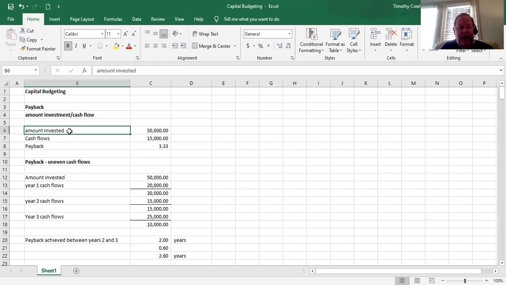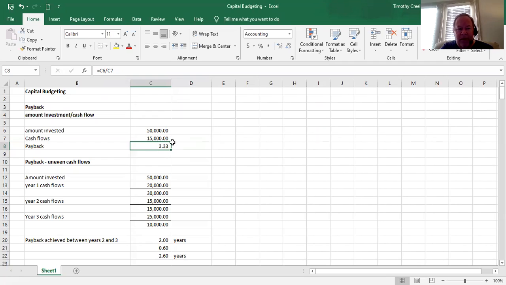So let's say that we had an amount invested of $50,000. So say we purchased equipment for $50,000. And let's say that this equipment was going to give us cash flows of $15,000 per year. So, how long would it take that equipment to basically give us back our initial investment? What payback is looking at is how long does it take us to make back our initial investment?